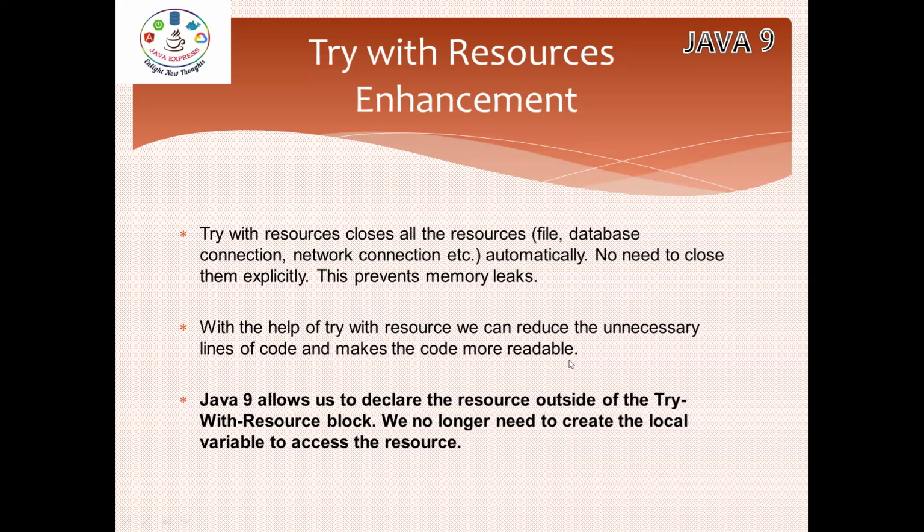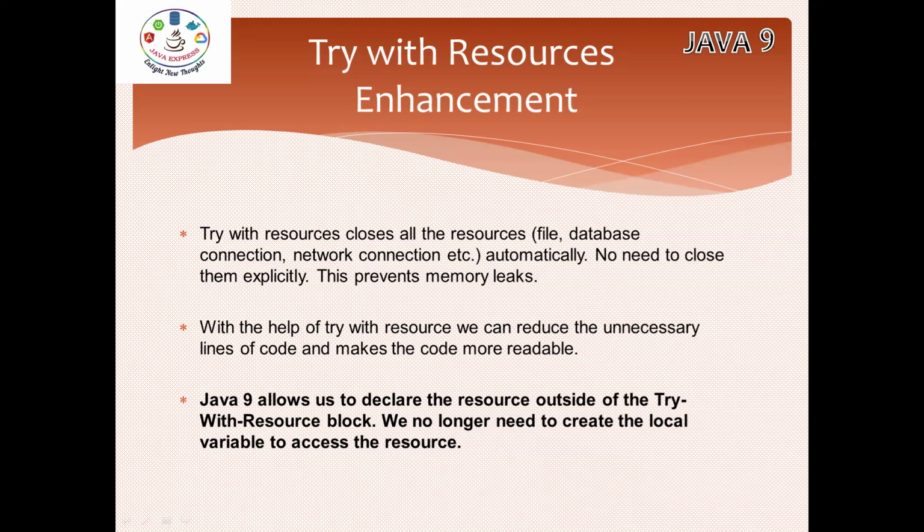Here, what is new in Java 9 means, whenever you are creating try with resources, the variable name should be within the try scope. See, Java 9 allows us to declare the resource outside of the try with resources block. Now, we no longer need to create a local variable to access the resource. Till Java 8, we need to define it either outside or within the try block itself. In Java 9, we can define it outside as well. That is the new feature of try with resources.